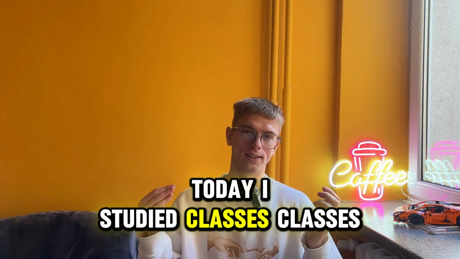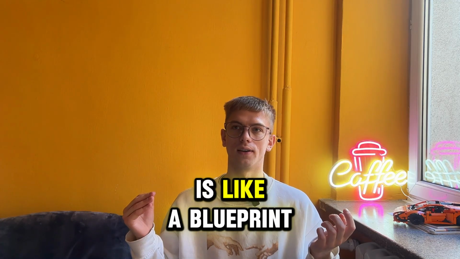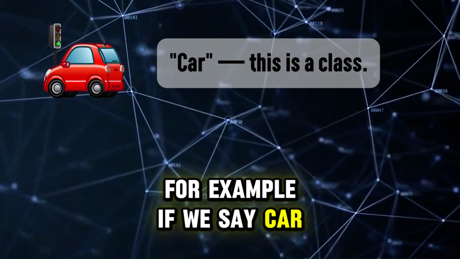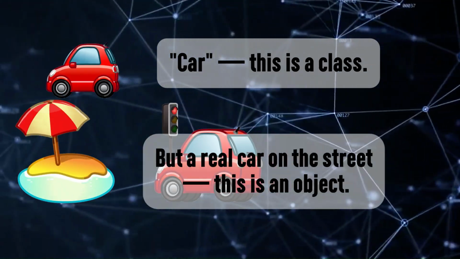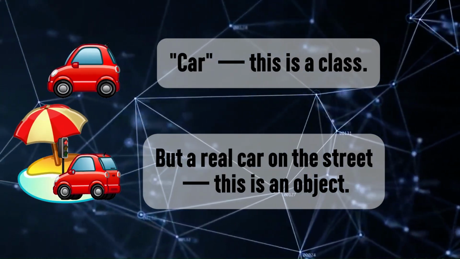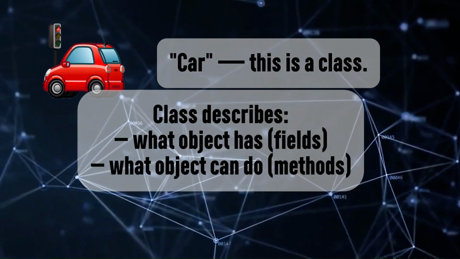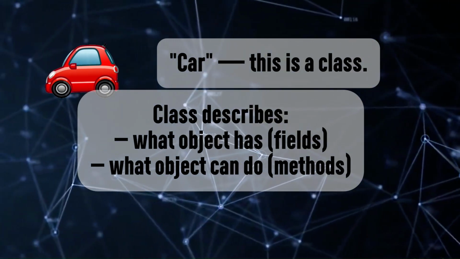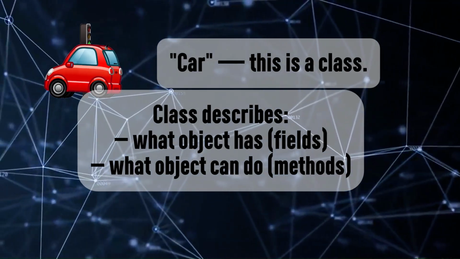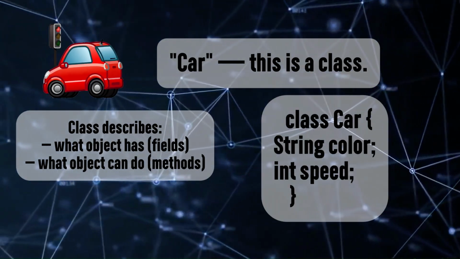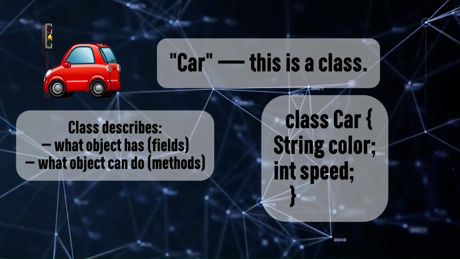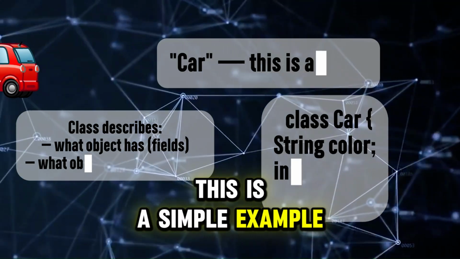Today I studied classes. A class is like a blueprint. For example, if we say car, this is a class, but a real car on the street, this is an object. A class describes what an object has, fields, and what objects can do, methods. In Java: class Car, String color, int speed. This is a simple example.